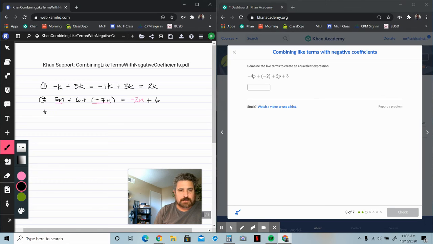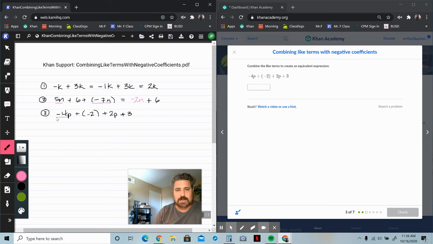All right, next up, combine our like terms. So this one is negative 4p plus negative 2, and then you're adding to that 2p, and you're adding 3. Okay, so you're going to combine your like terms. Remember, like terms are terms that have the same variable to the same degree.